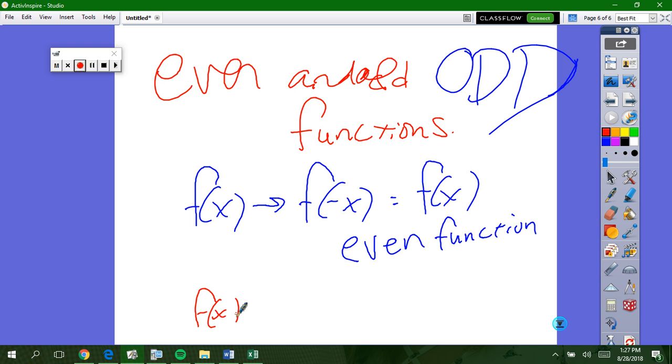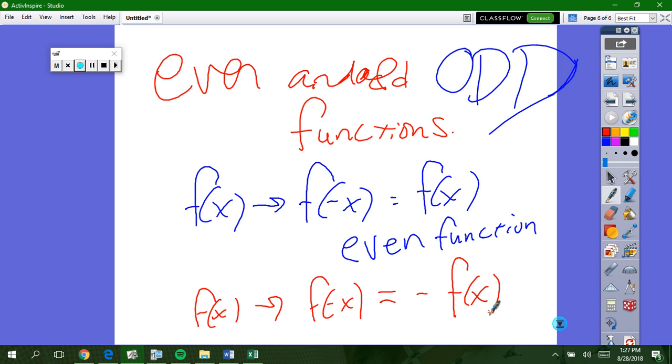Okay, it is odd if I replace x with negative x and it comes out to be the direct opposite of what it was. Notice, guys, you're doing the same procedure to check if it's even or odd: you still replace x with negative x. If it's neither of those, it would be neither.